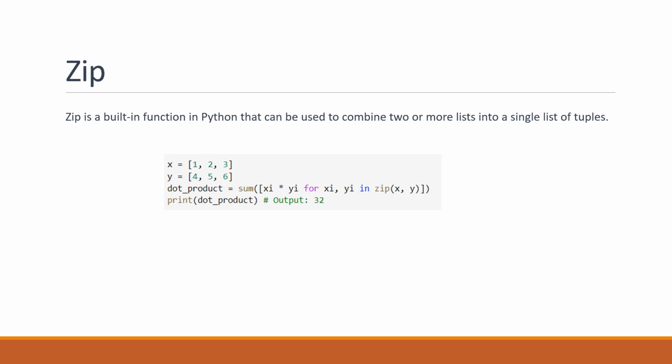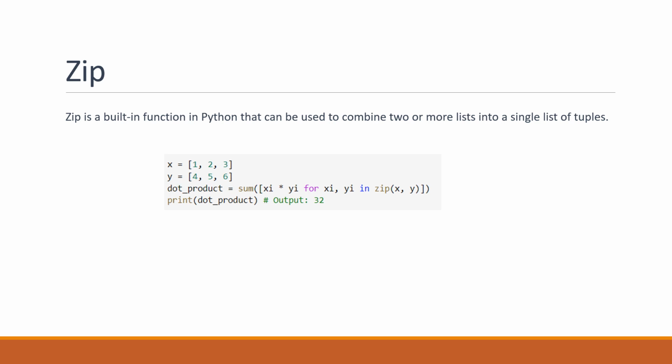Next feature is zip, which is a built-in function in Python that can be used to combine two or more lists into a single list of tuples. This feature is useful in data analysis when you need to combine data from multiple sources or perform pairwise calculations on data. For example, you can use zip to calculate the dot product of two vectors as follows.